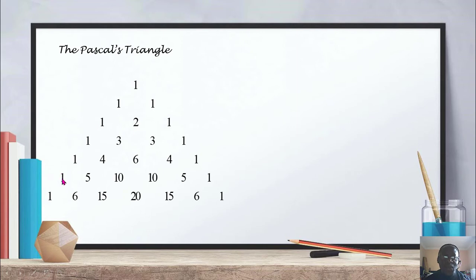We write ones on the sides of 5's. Then 1 plus 5 gives us 6. 5 plus 10 is 15. 10 plus 10 is 20. And 10 plus 5 is 15. And 5 plus 1 is 6. Then we write ones on the sides. And so on and so forth. That's how a Pascal's triangle is constructed.